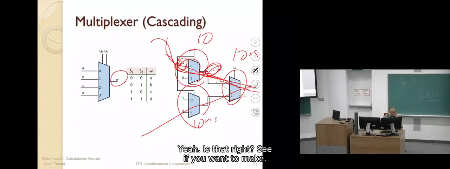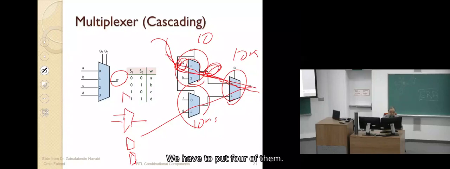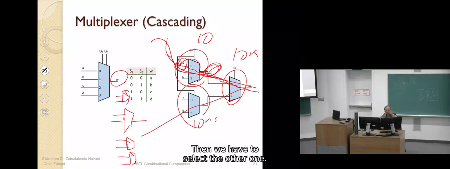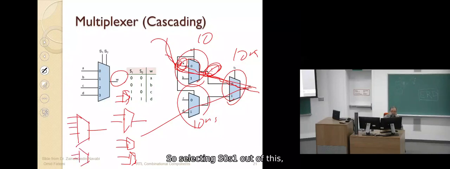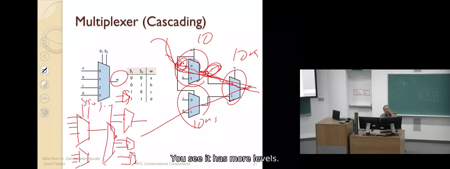Let's say we want to build 8 to 1. We have to put 4 of 2 to 1. Oh, it's getting very complicated. Then we have to select the other one. Maybe I use a 4 to 1. 2 4 to 1, selecting S0, S1 out of this, and then another multiplexer here with S2. So you see it has more levels.